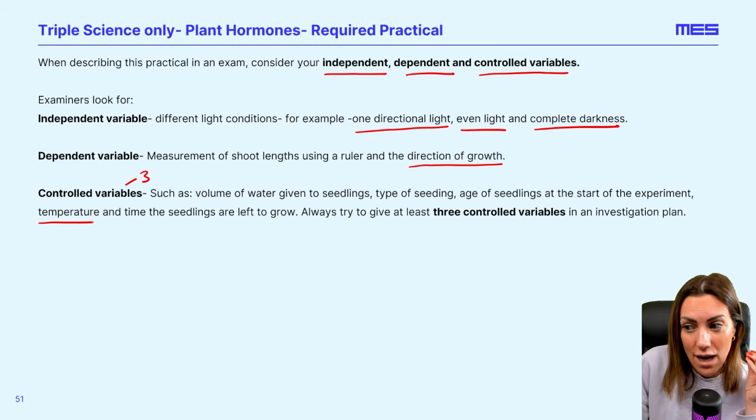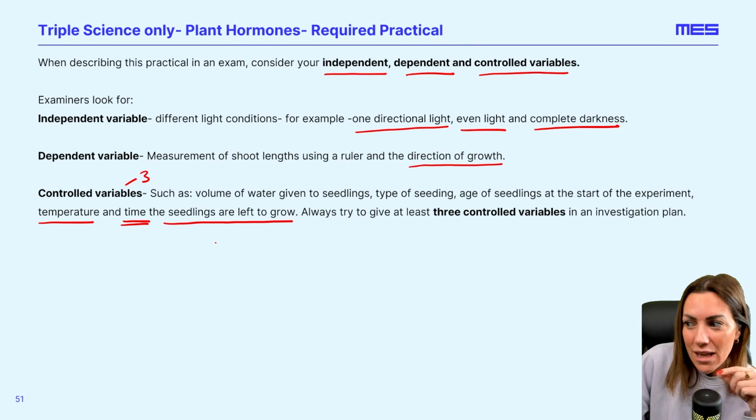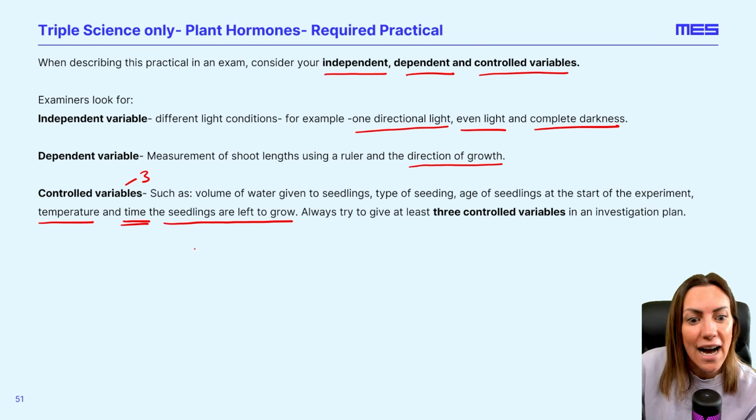Same temperature, because temperature would affect the growth of the seedlings. And really importantly, the same time that the seedlings are left to grow. So 5 days, I think we had in our method. You can't leave one in a box for 10 days and the other one in open light for 4 days, because obviously the length of time will affect the amount of growth. So always try to give at least 3 control variables.